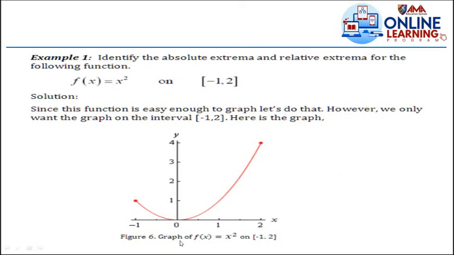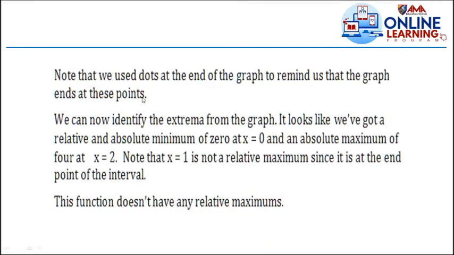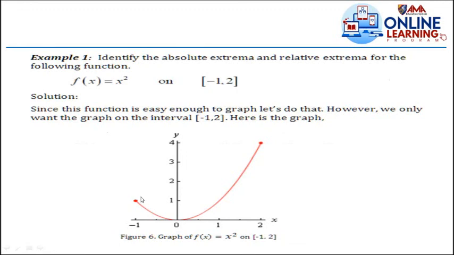So figure 6, graph of f of x is equal to x squared on -1, that is our x1, and we have your 2, that is our x2. Okay? So notice that we use dots at the end of the graph to remind us that the graph ends at these points. Kaya mayroon kayong dots. Sa solid dot, ibig sabihin ito na yung define po niya, no? So there is a maximum value, no? So naka-define po siya from -1 and 2.